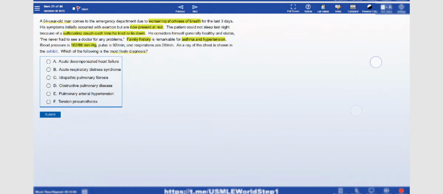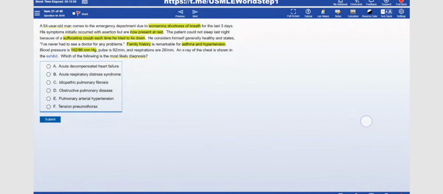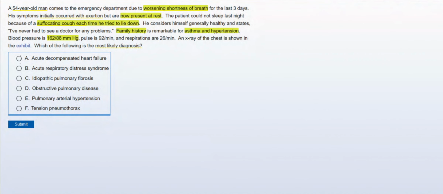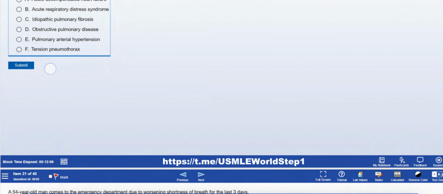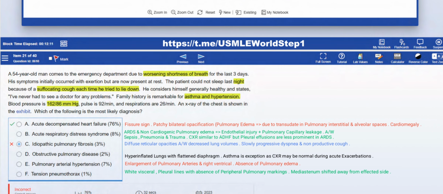Let me show the chest X-ray. Okay, this one. Options: acute decompensated heart failure, acute respiratory distress syndrome, idiopathic pulmonary fibrosis, obstructive pulmonary disease, pulmonary arterial hypertension, tension pneumothorax. Pause it and give the answer. So, the correct answer for this question is acute decompensated heart failure.